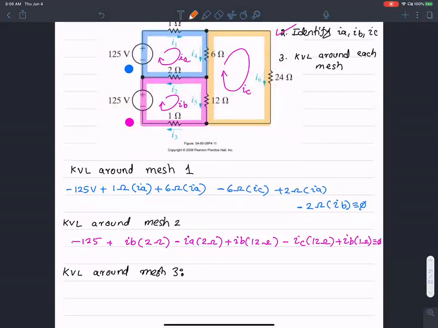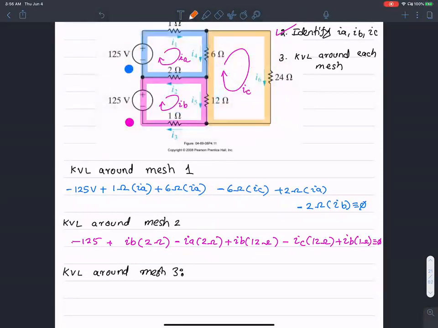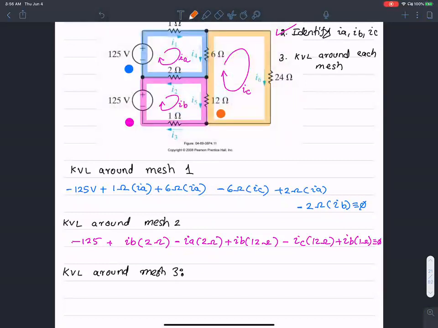Let's see. For the first one, we have IC times 12 ohms. Okay, just give me a second so I catch up with you. IC times 12 ohms, is it? Yes. And then minus IB times 12 ohms, plus IC times 6 ohms, minus IA times 6 ohms, and then plus IC times 24 ohms.